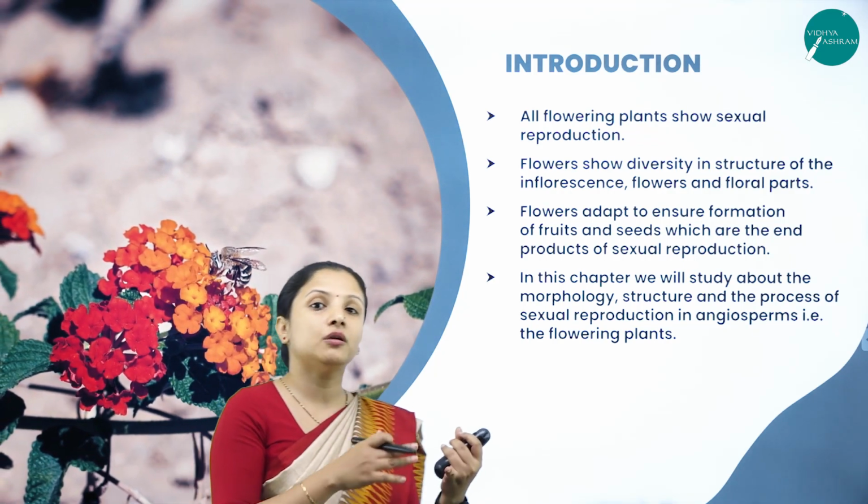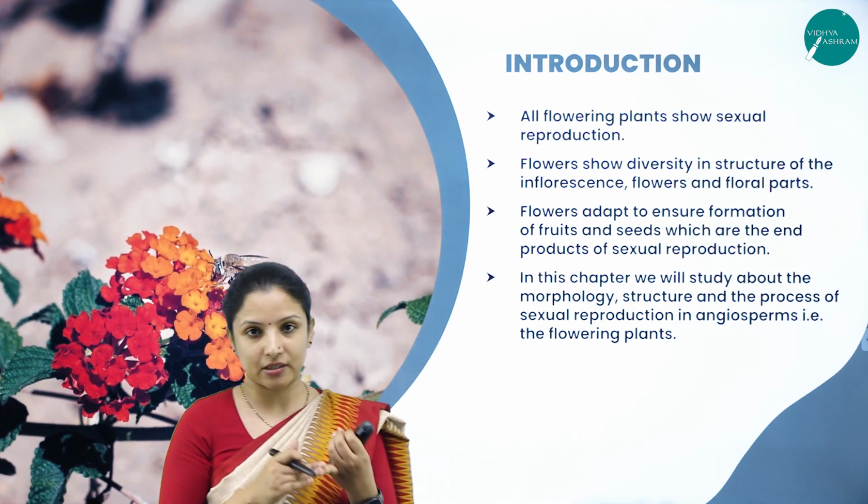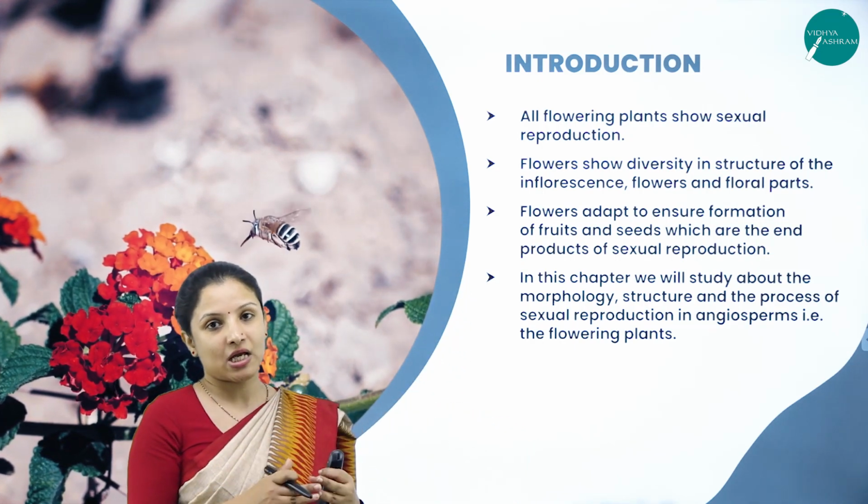To know that, we need to know about the structure of the male and the female reproductive parts. So this entire chapter depends on that. First, we'll start with learning the parts of a flower. Knowing the parts of the flower is very, very important because the names of these parts will keep repeating in this entire chapter.